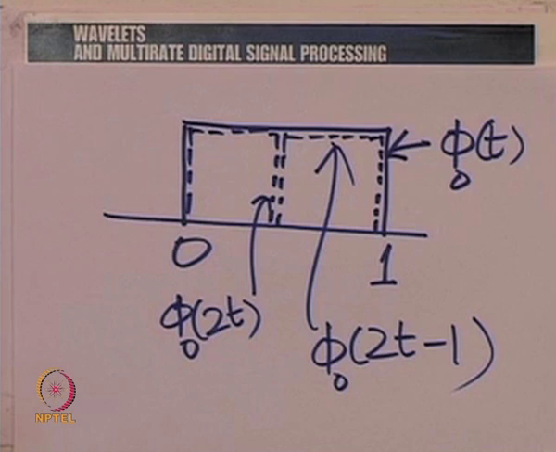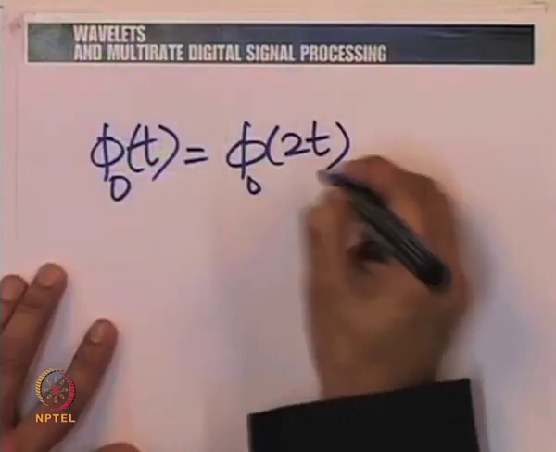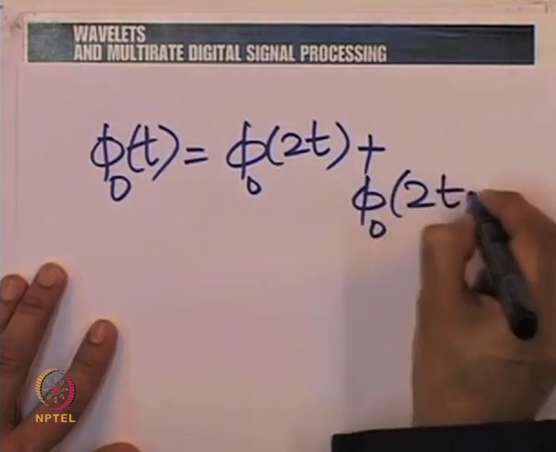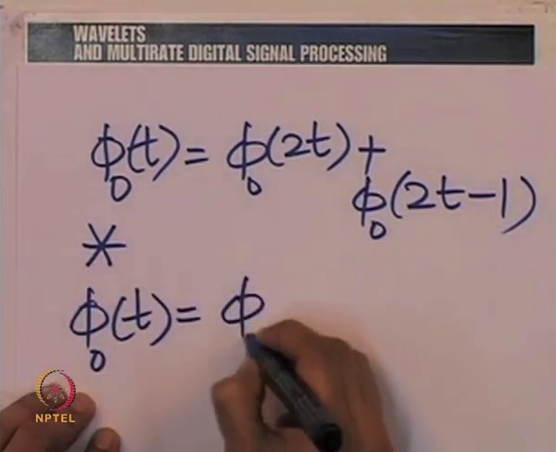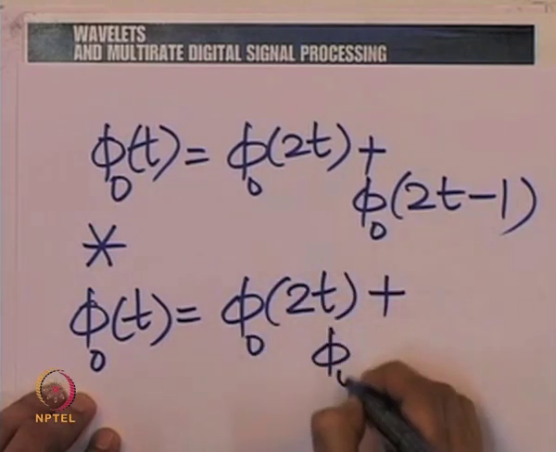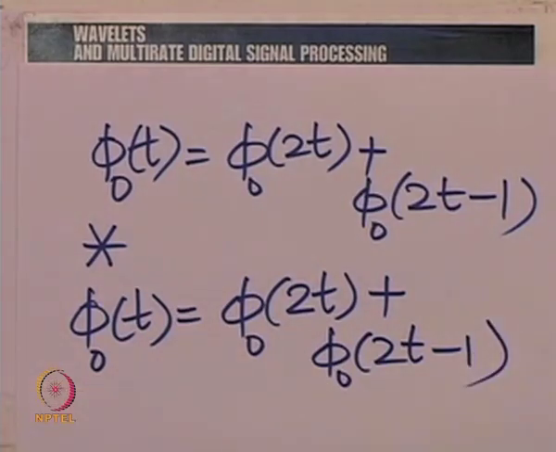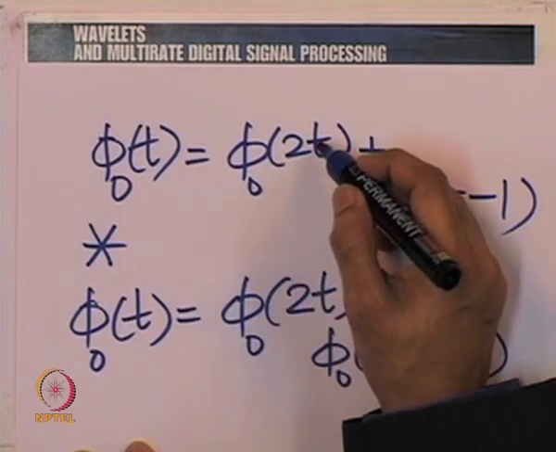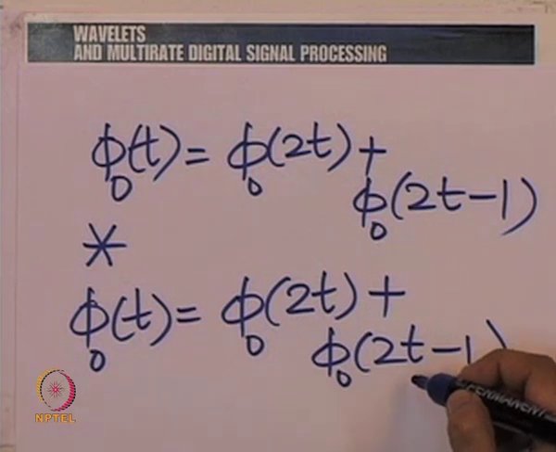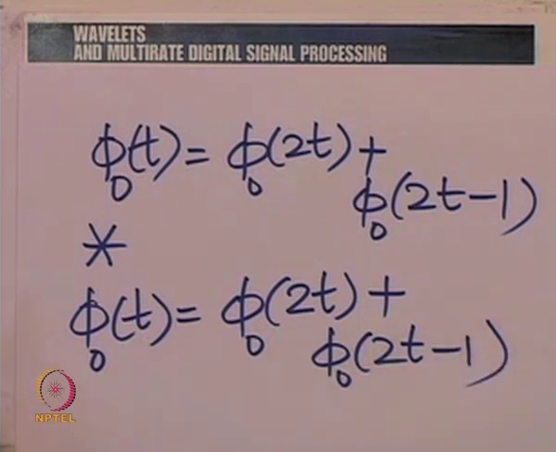Now, suppose we convolve this equation with itself. So, we write the equation down twice, and convolve it with itself. What would happen? The central idea is what happens when you convolve a term like phi 0 2t with a term phi 0 2t minus 1. In other words, we are asking the following general question.